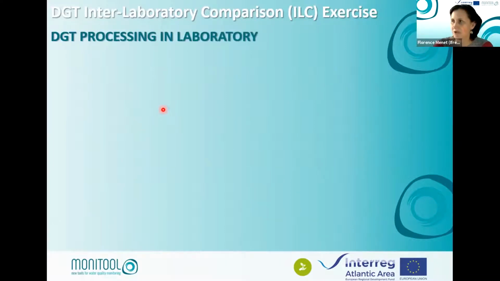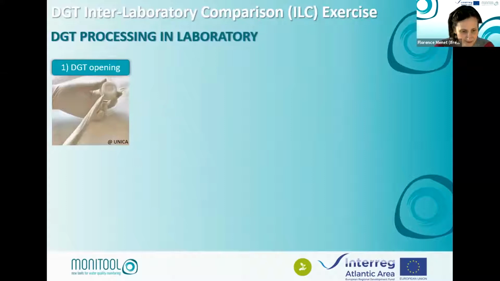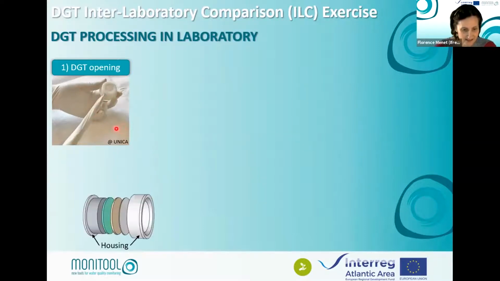So I'm just going to do a small reminder about the DGT processing in the laboratory and the different steps that are involved. So the first step is to open the DGTs. For that, we use a screwdriver that is mostly protected. And once we open the DGT, there is a small schematic here about how the DGTs are made.